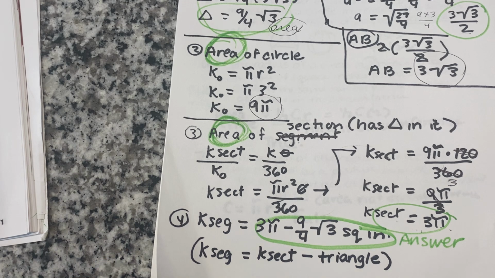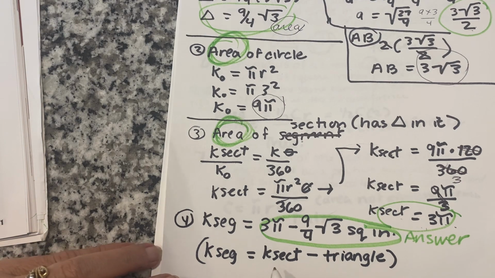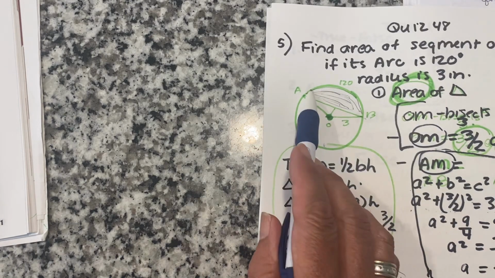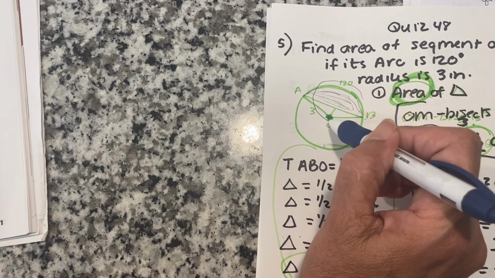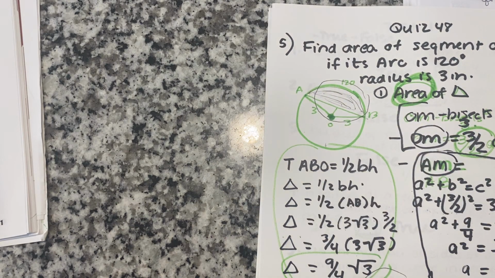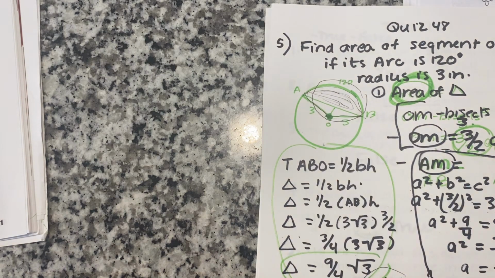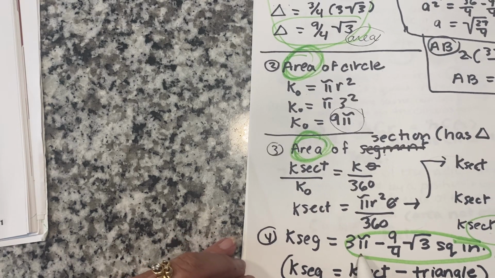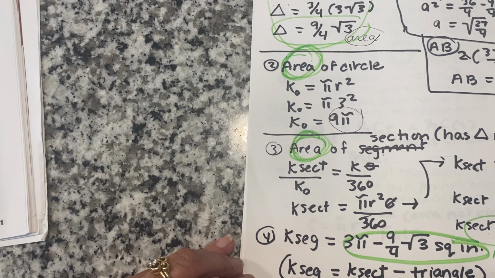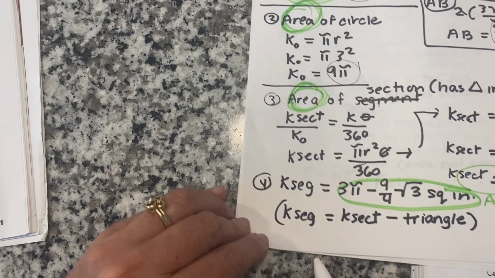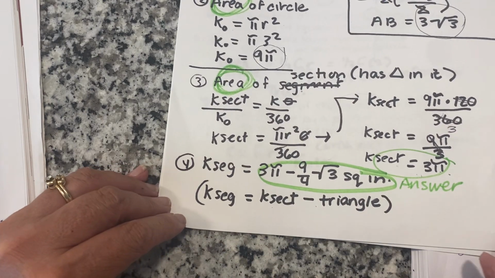So now we want to know the segment. The segment is going to be the section minus the triangle. This whole area here of the triangle is basically going to be subtracted from the section. This section is what we found, right? Now we have to subtract that triangle to get that little segment. So the segment is going to be 3 pi, that's the section, minus the triangle. So let's see if I can put this in here right. There you go.